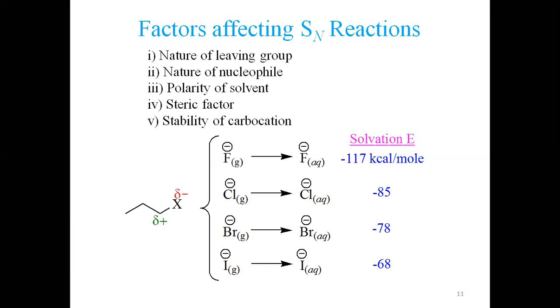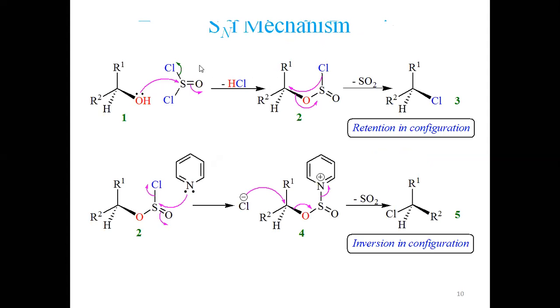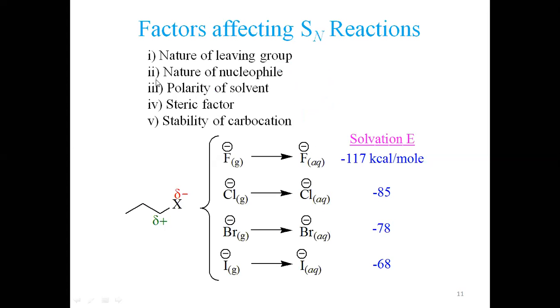We shall study them one by one. First of all, the nature of the leaving group. What is meant by leaving group? If you remember this terminology, the group which is leaving this substrate is called the leaving group, and anything which is approaching it is commonly called a nucleophile because it is electron rich. So two terminologies we have introduced already.